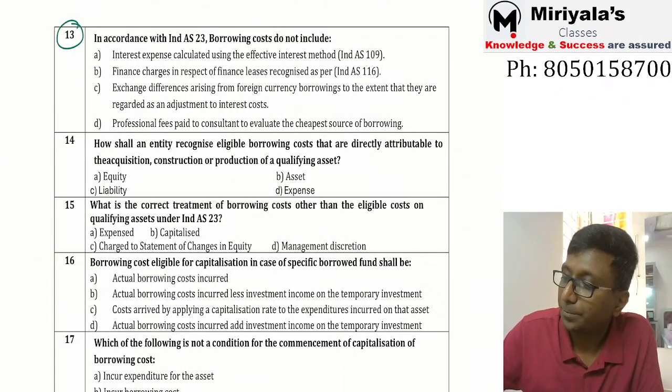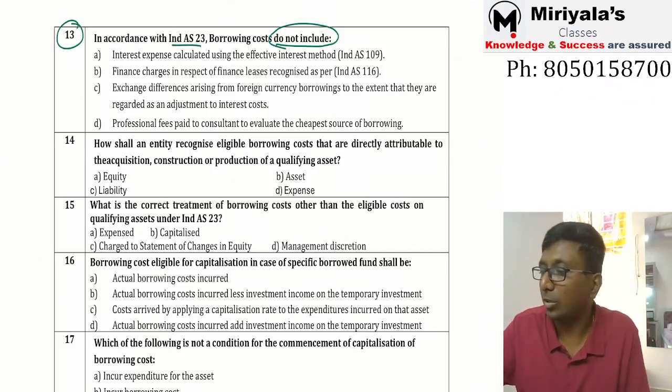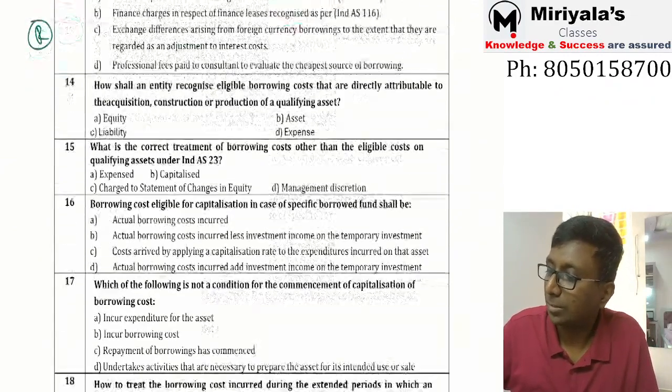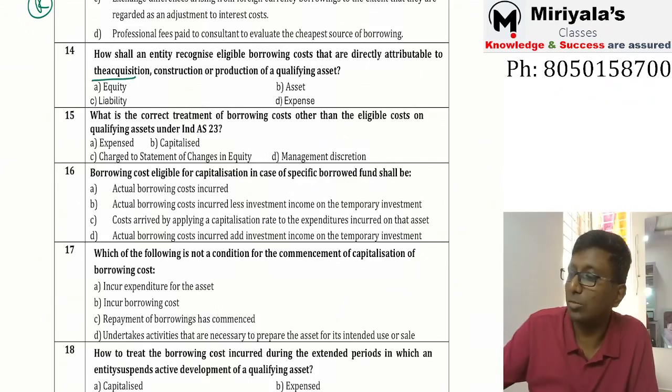Correct. 13. In accordance with Ind AS 23, borrowing costs that do not include, you word say do not, that is only important. Which do not include this. This is a repetitive question, my dear. Yeah, this is repetitive. We already discussed. How shall the entity recognize the eligible borrowing costs that are directly attributable to the acquisition or construction or production of a qualifying asset? What are we supposed to do? Eligible borrowing costs.